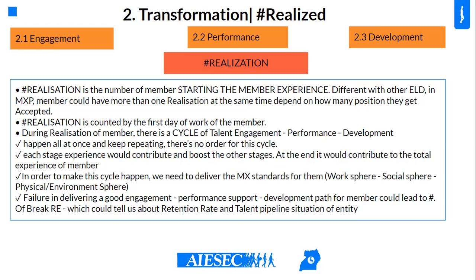But failure in delivering a good engagement, performance support, and development path for members could lead to break over realization, which will tell us about retention rate and the talent pipeline of the entity. Remember with the Mxp funnel, I don't know if you can see it in your head, with the realization, there was a dotted line that was a terminated realization. Like maybe if the member wasn't engaged enough, development paths for them were not given to them sufficiently, then they could resign. They feel that what they came to get from ISEC, they actually have not been getting.